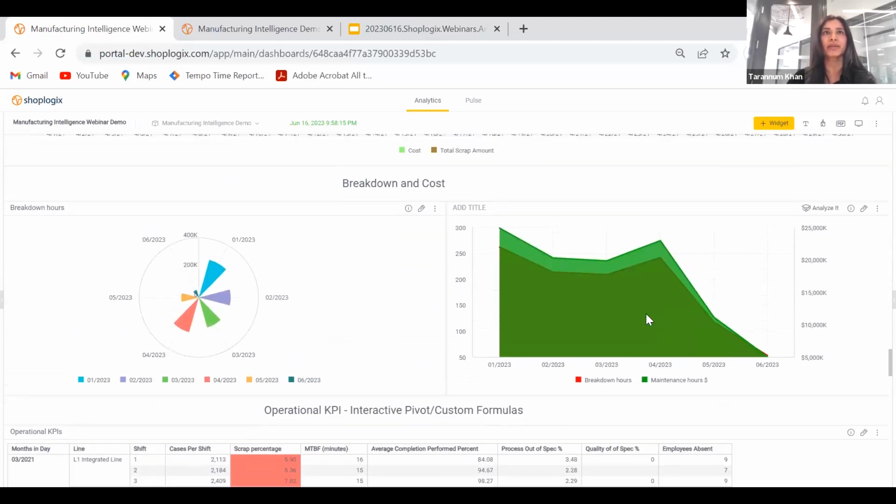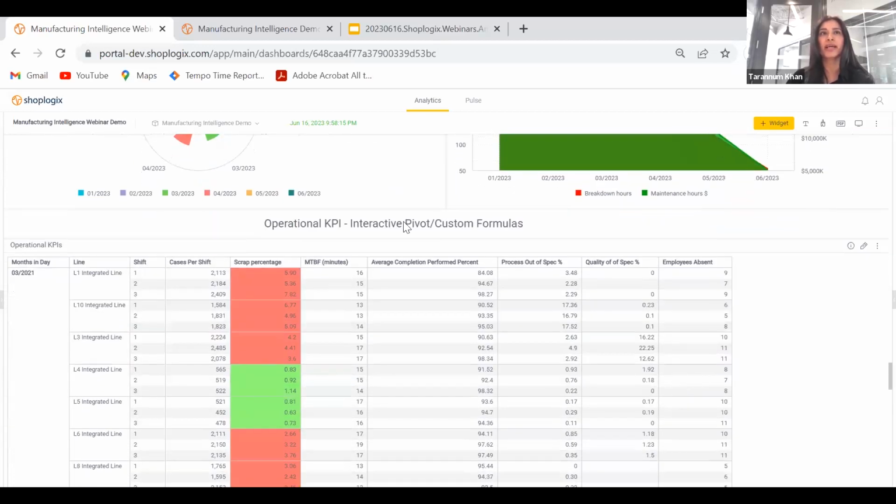And then the last one here is looking at your breakdown versus your cost. So green is your maintenance hours that were spent every time you had a breakdown on that machine. So here's your breakdown hours and then the correlation of how much maintenance time was spent on it and what the cost was to the organization. And then this is just your operational KPI across the board of getting all of your different data in a KPI spreadsheet.